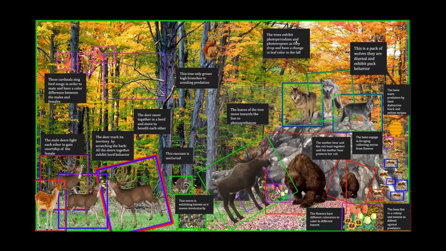And then here we have worms exhibiting kinesis. Once they're exposed to air, they flail randomly in response to the air and light. And this is in an attempt to find their way into the ground.